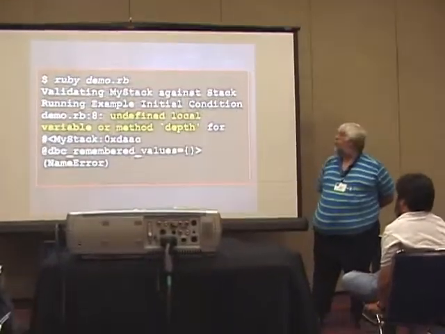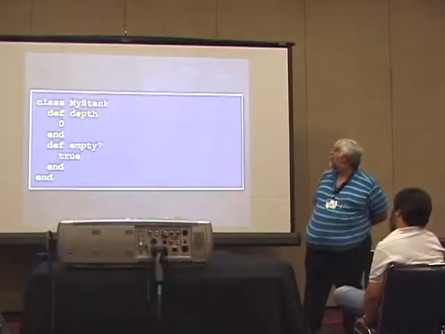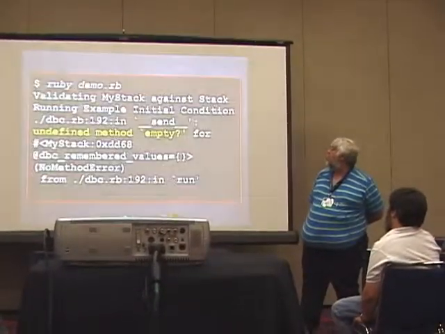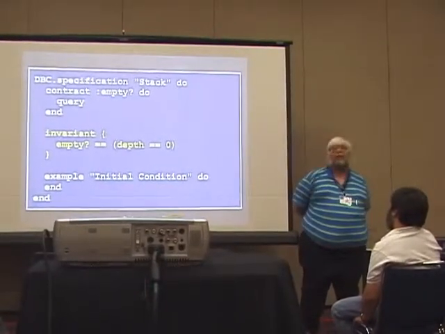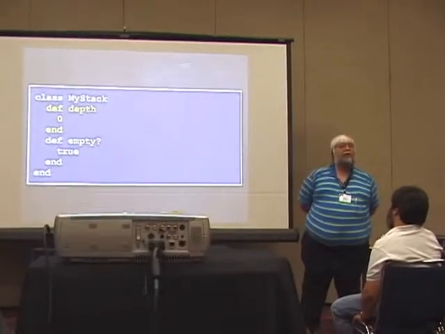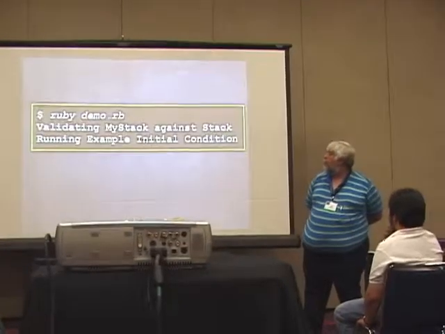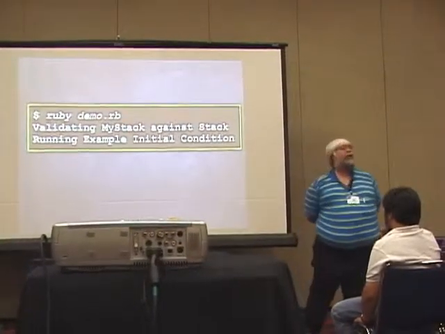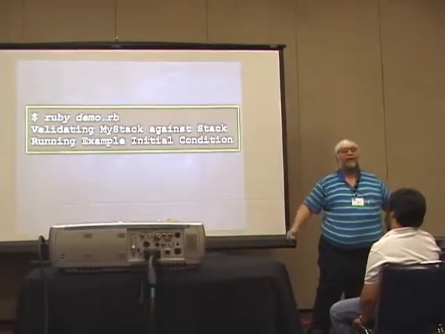We run it again, and we say, oops, undefined local variable or method named depth. And that is because if you look at the invariant back here, we reference depth. So we have to define depth as well. So that's the next step. Add a depth method, and just a 0, because that's all we need to make our test pass. We run it, and it says everything's happy, everything's good. Red, green, refactor, next phase.